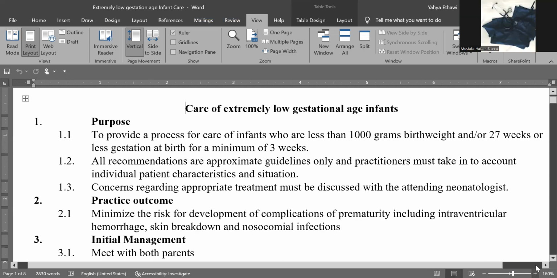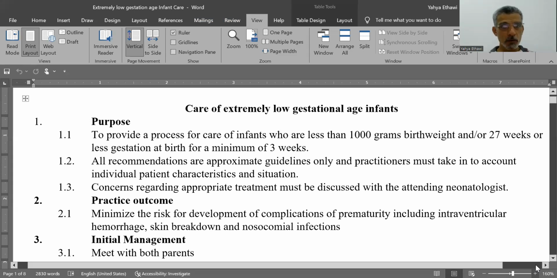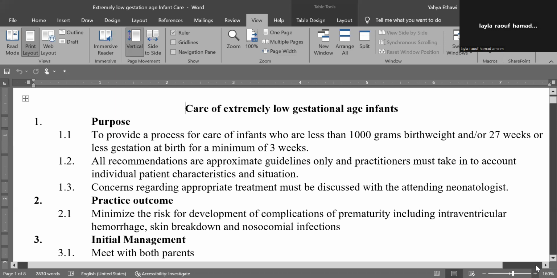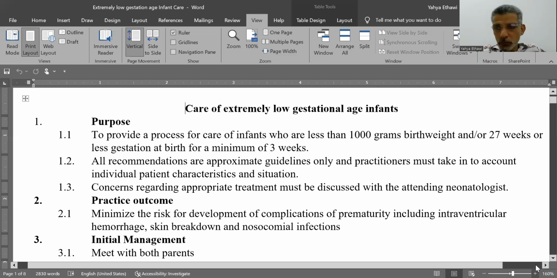You will see many of these protocols. We have around 90 protocols in neonatology and about 78 in the PICU. We have a protocol for every care, procedure, maneuver, or disease that we will deal with. There is a clear protocol.